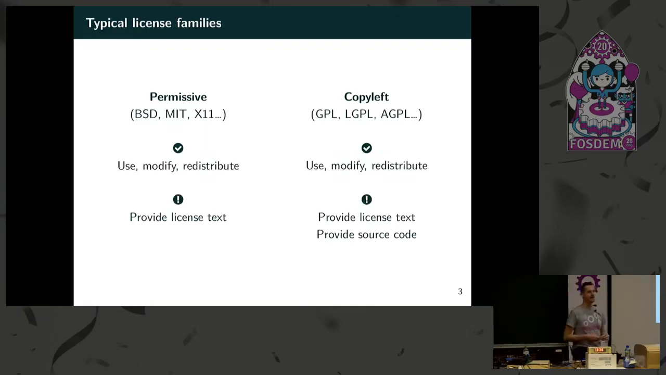The other family is the copyleft family. The GPL licenses are the most famous representative in this category. You have pretty much the same rights to use, modify, and redistribute. You also have to provide the license text, but additionally, you have to provide the source code for the software. If you modified it, you have to provide the modified version. So you have an extra obligation which makes those two families very different.